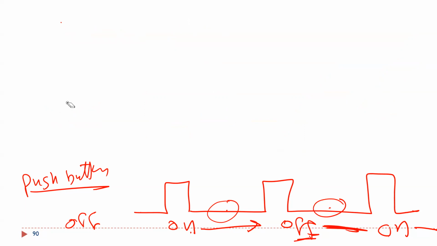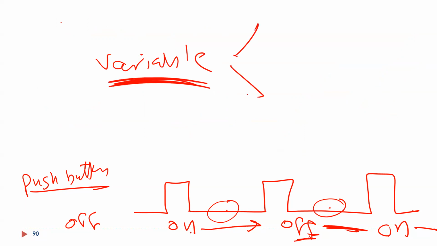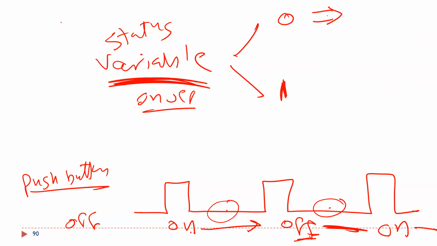You have to use a variable. You have to use a memory variable. Whatever name you want to call it, you want to call it status, you want to call it on off, whatever. This variable should take one of two values, for example, 0 or 1. I'm going to consider 0 means off, and 1 means on.